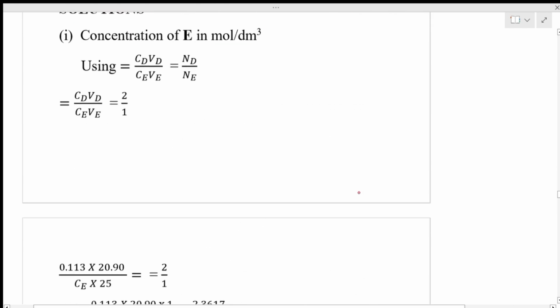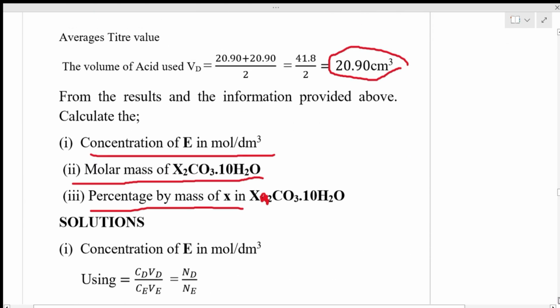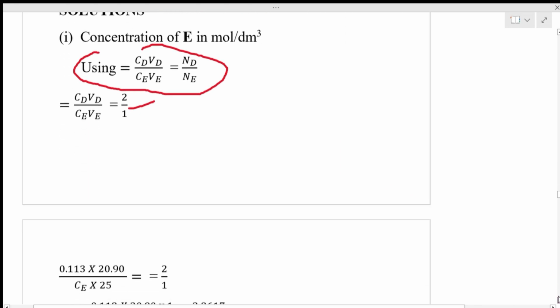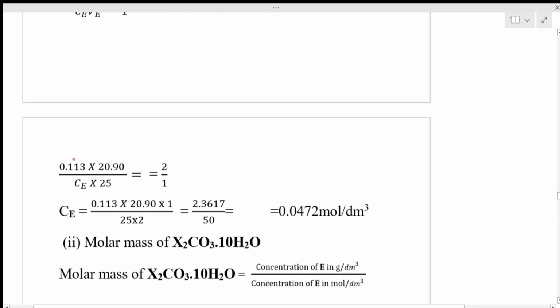Let's see how to calculate it now. Number 1, the concentration of E in mole per dm³. Using this same formula, you substitute correctly the value of the concentration of the acid, the volume of the acid, the volume of E, then the mole ratio, then we have our final answer to be 0.0472 mole per dm³. For you as a student, I will try this thing myself. So we are done with the value of that one.